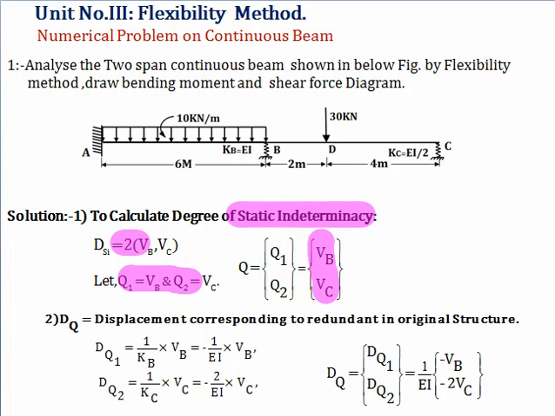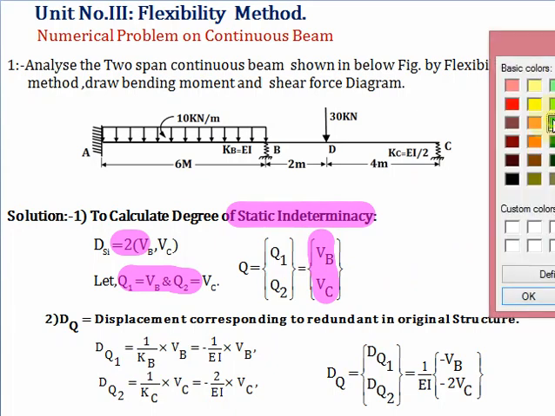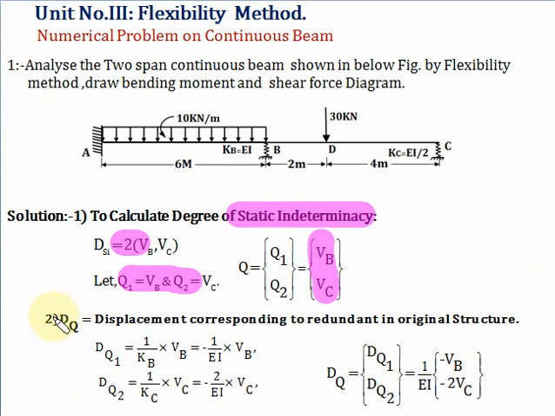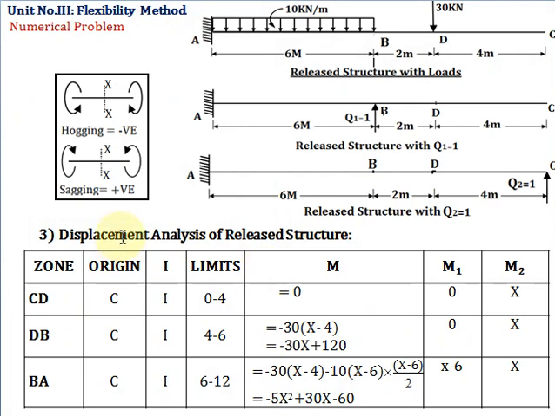After that we found the dq matrix. The dq matrix was equal to 1 upon EI, minus VB and minus 2BC. So we first found the degree of static indeterminacy, then we considered the redundant forces, and then we found the dq matrix. Next we have done the displacement analysis of the released structure.